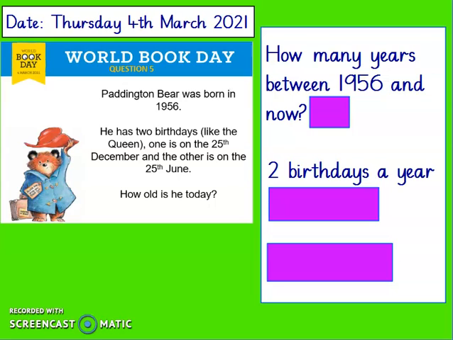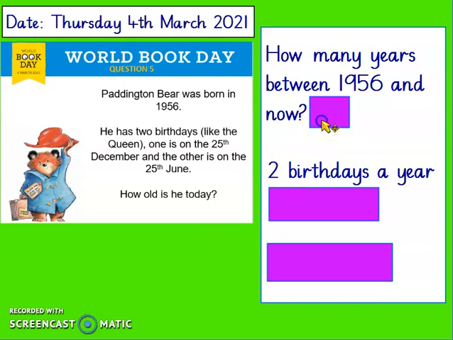Paddington was born in 1956 and he has 2 birthdays a year, 25th of December and 25th of June. How old is he today? So the first thing you need to do is work out how many years between 1956 and now. And then he has 2 birthdays a year, so there's another calculation to do. And then we've got a final step. Pause now and then unpause for the answer.